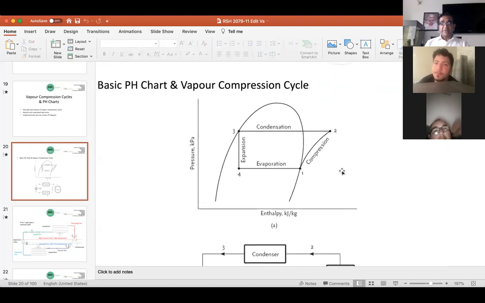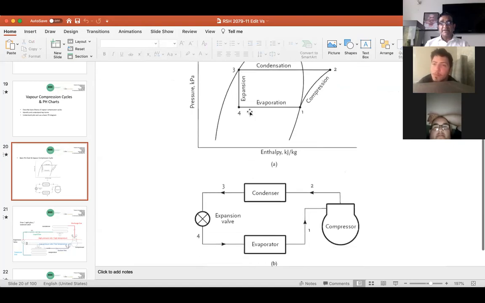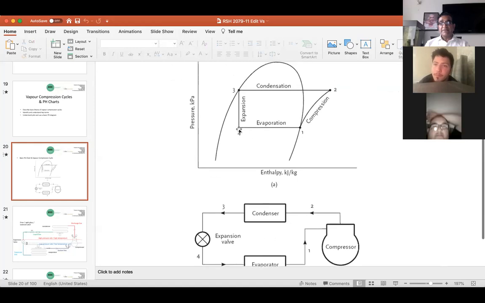So what we're saying is here we've got compression, evaporation, condensation, and expansion. So basically that is the refrigeration effect here. That's the capacity of the evaporator, that length of line there. Would that follow? Yeah. Right.